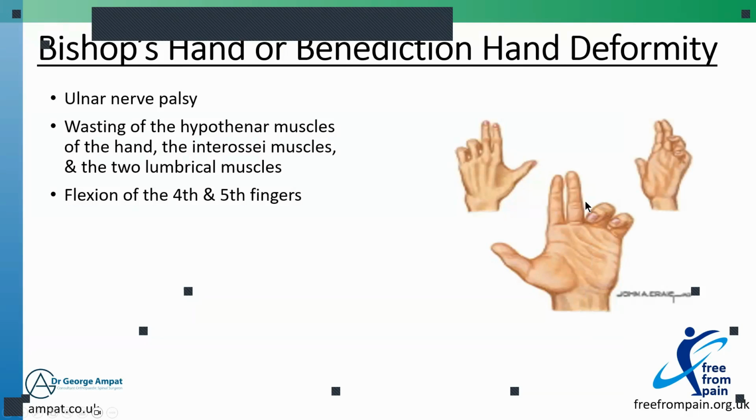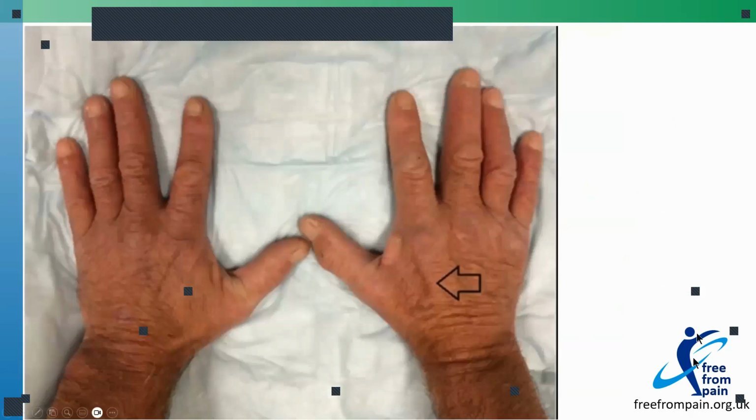But sometimes you can have both, and here again the ulnar nerve is damaged, and when the adductor hallucis is affected, you will have wasting of the first web space. So the first web space wasting can be caused by both the median nerve and the ulnar nerve.